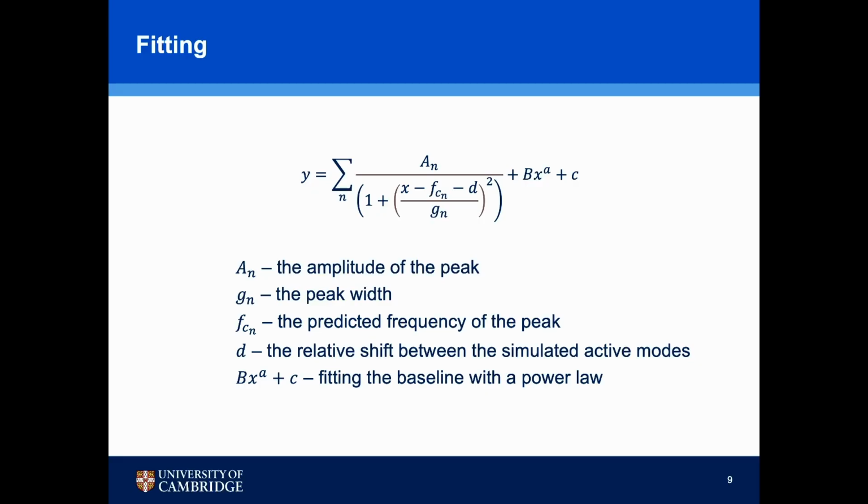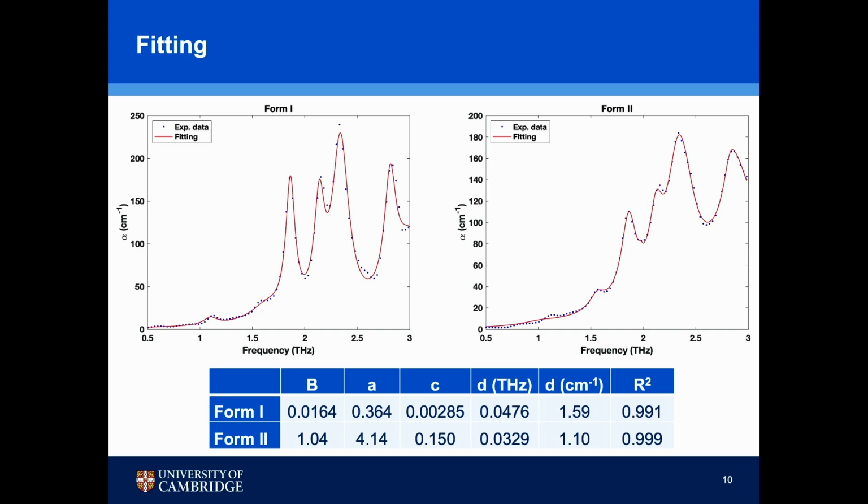And then what we did next is we fitted our experimental spectrum with the predicted modes from our computational results. And equations are shown here. So the first term is the Lorentzian fitting to fit each peak on our spectrum data. And then the B times x to the power of a plus c is to fit the baseline using a power law. So then here we show how our method fit with our experimental data. You can see it fits really well, and the major fitting parameters are shown in the table at the bottom.